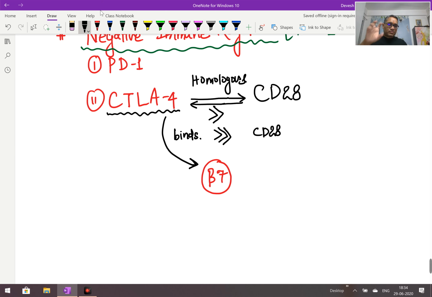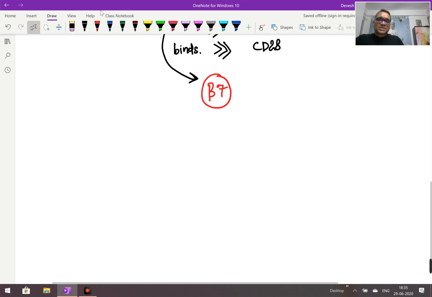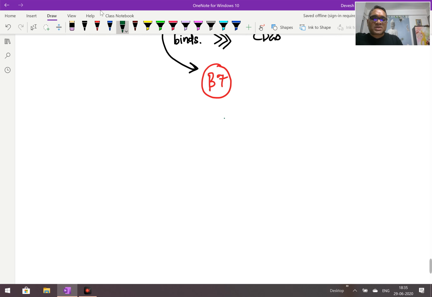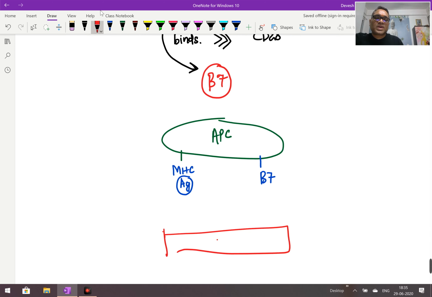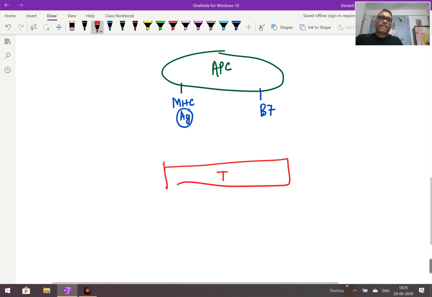So now you can see what will happen in a normal immune system or when a cancer cell is coming, right? So now you understood what I'm saying. This again I will show you by a picture so that you can understand more clearly. Suppose I'm showing you, this is the antigen presenting cell, right? And this is the MHC molecule which is holding antigen, right? And this is the B7 molecule, right? And we are seeing the T cell, right?